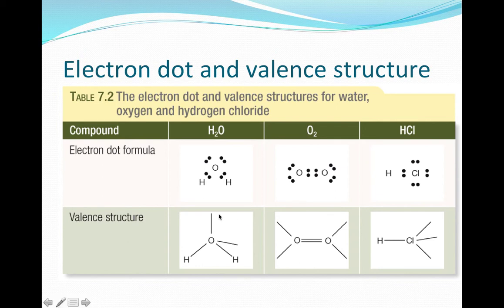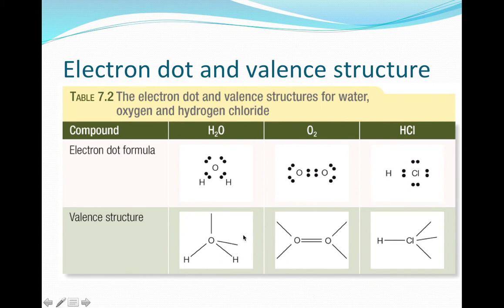So in this case here, this one is a non-bonding pair. This one's a non-bonding pair. And these ones, which go from one element to another, they're your bonding pairs. Same thing here. This double bond is shown by 2 lines because it's 2 bonding pairs, 4 electrons in total.